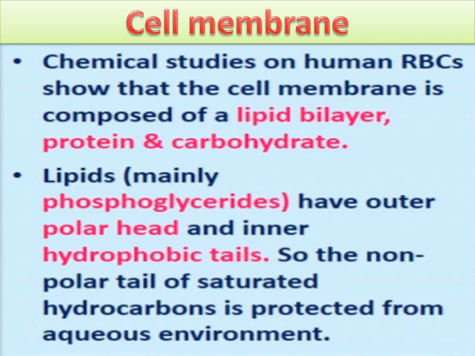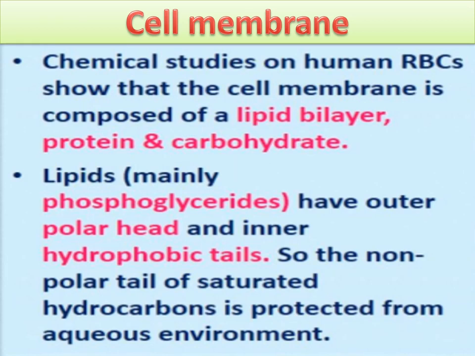It has been revealed due to chemical studies that red blood cells in human beings are made up of mainly these three components: a lipid bilayer, protein and carbohydrate. Okay, these three parts are there in a plasma membrane.